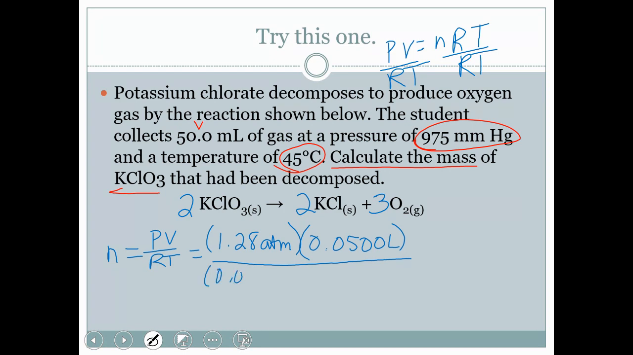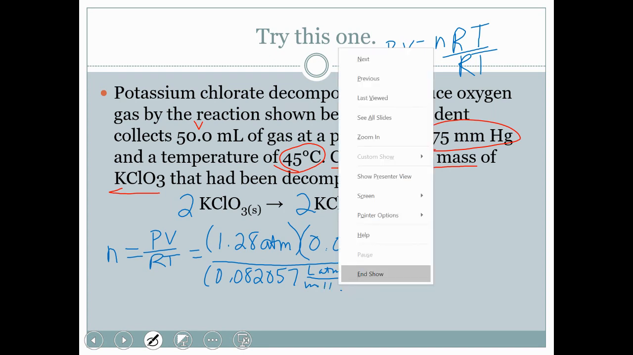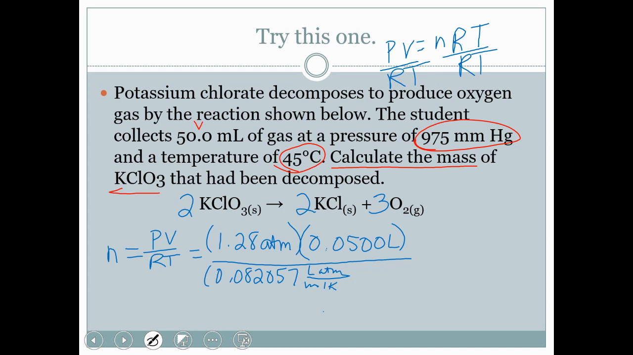On the bottom, R is a constant. And that's liter atmosphere per mole Kelvin. Oh, no, I don't want to end the show. I just need to make that mole Kelvin. And what else do we need on the bottom? Temperature. We've got to add the 273 to the 45, and we get 318 Kelvin. Remember, you always got to have these units matching up. You can see our atmospheres divide out, our Kelvin divides out, our liters divide out, and we're left with 1 over moles, which is the same as moles. So we will have the moles of gas.